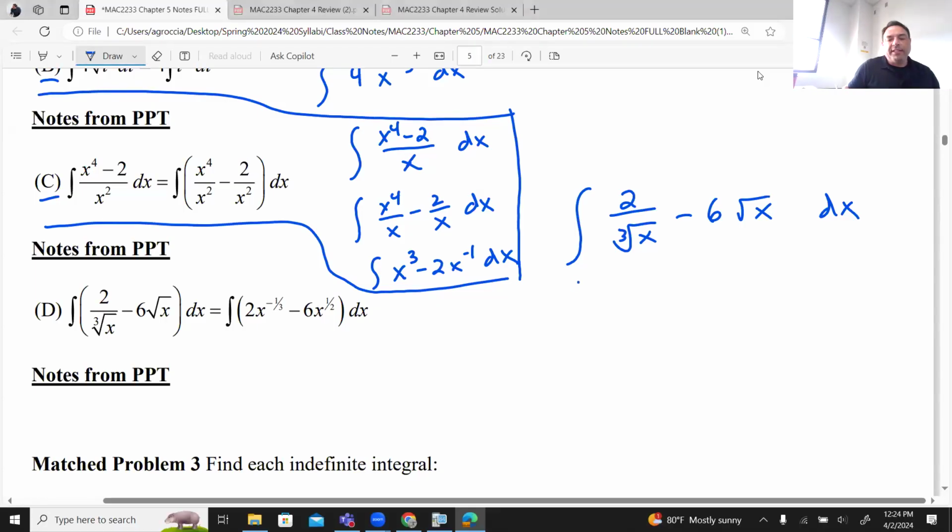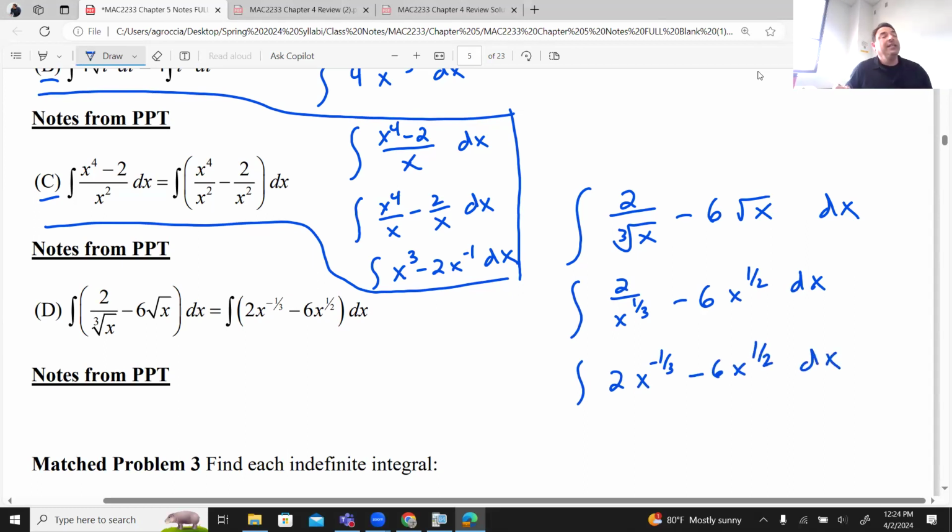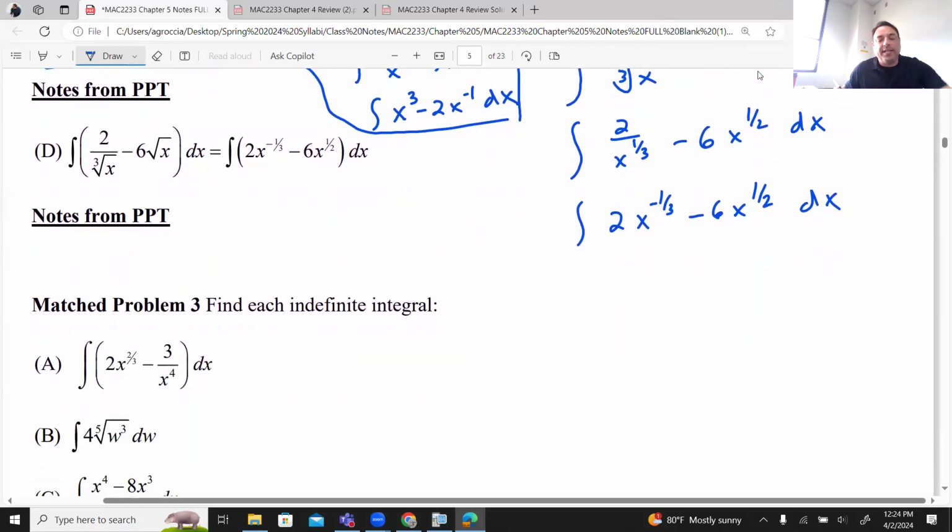So what I would do is rewrite this, and this one's going to take a couple steps, because this would be 2 over x to the what? 1/3. I'll move it up in a little bit. Minus 6. Square root of x is x to the 1/2. But then I want that 1/3 to go up. So that would be the integral of 2x to the -1/3 minus 6x to the 1/2 dx. So again, if you simplified it wrong or rewrote it wrong, everything else is wrong. So let's make sure we got that correct. Then it's fractions. It's okay.